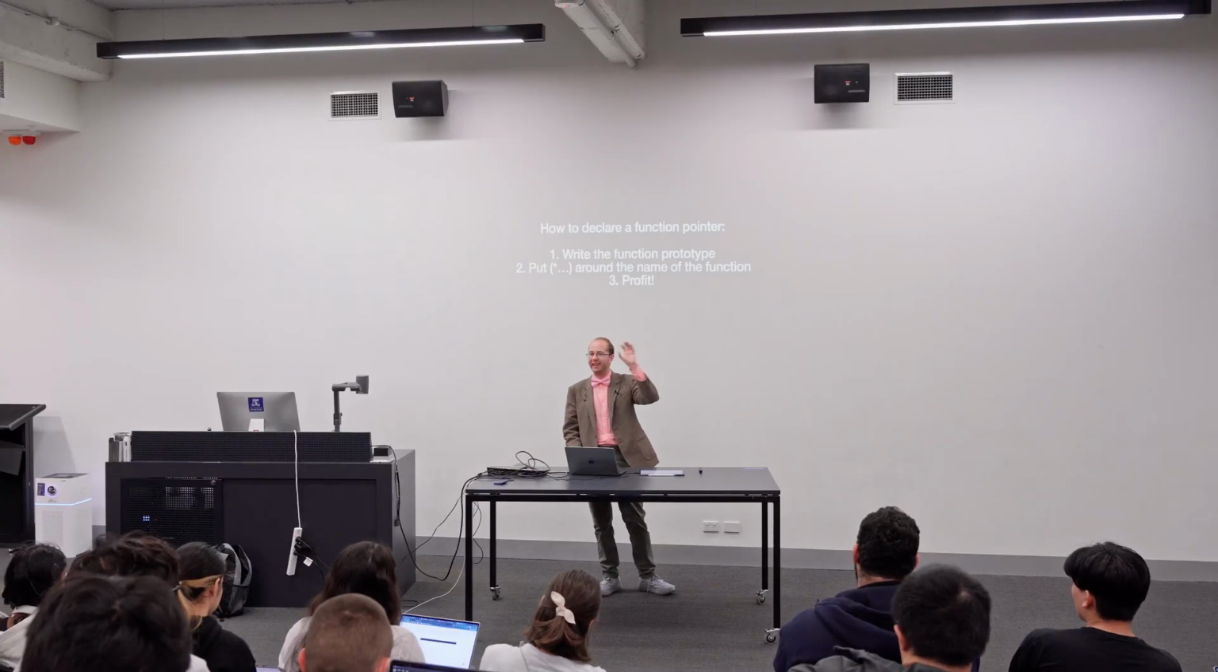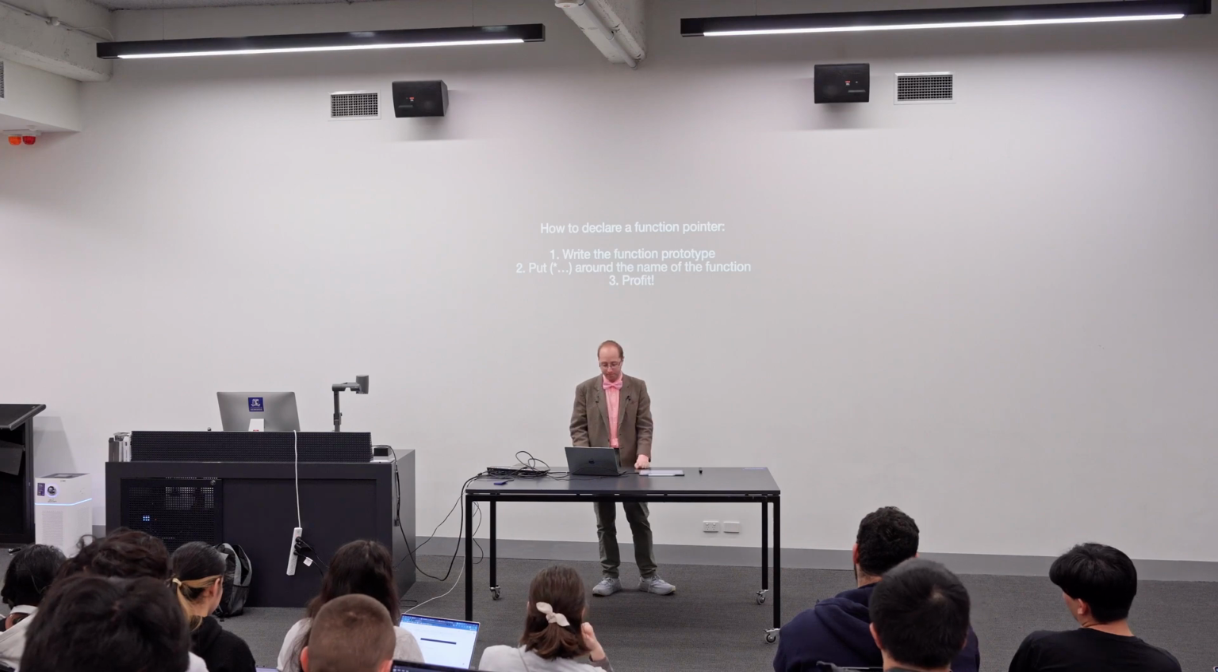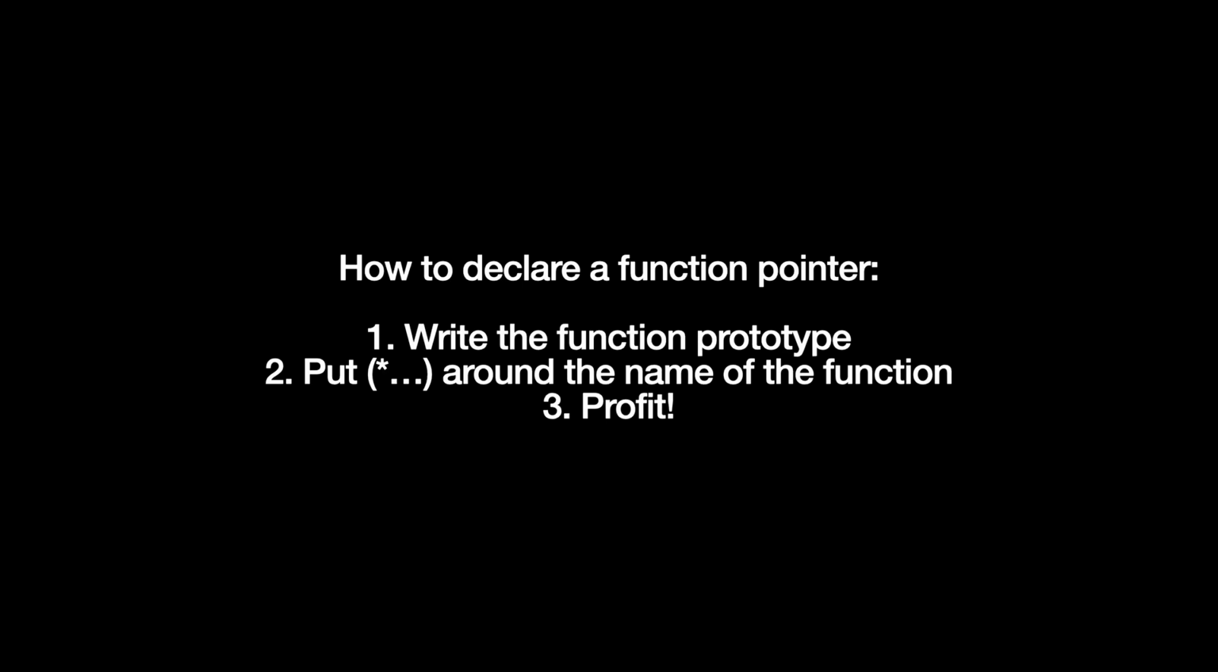How do we declare a function pointer? Write the function prototype as you would normally, but put it inside the body of your code somewhere. Then put parentheses with a star around the name of the function, and that's it. That's all there is to it.